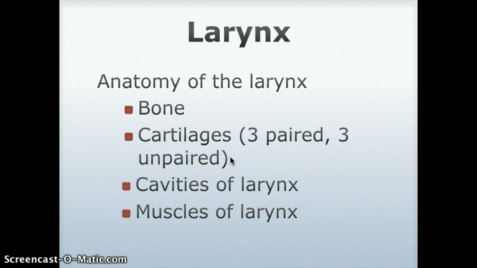The 3 paired cartilages are the arytenoid cartilages, the corniculate cartilages, and the cuneiform cartilages. And the 3 unpaired cartilages are the cricoid cartilage, the thyroid cartilage, and the epiglottis cartilage. And then there's cavities of the larynx and then muscles of the larynx.